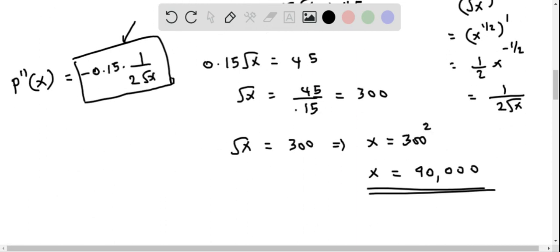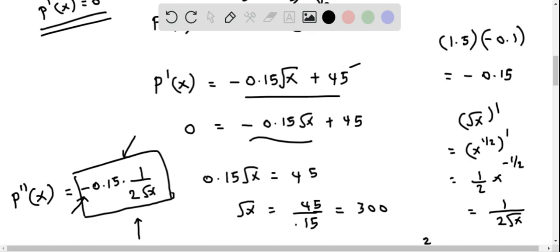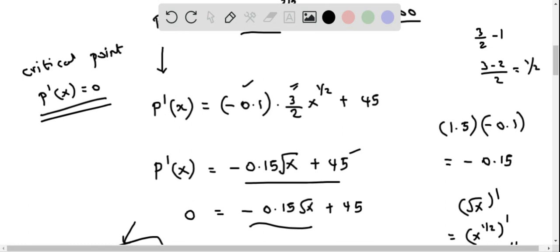And if we put x equal to 90,000 over here, it's going to be a negative quantity because we have this negative here. So therefore, this is negative, or less than 0, at x equal to 90,000, which confirms that at x equal to 90,000, the profit is maximum. So we have verified that.